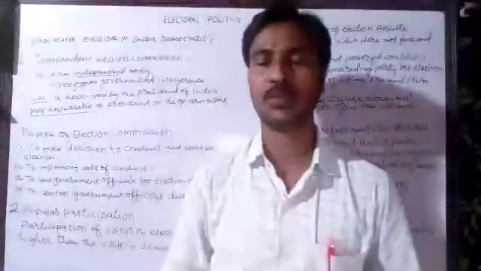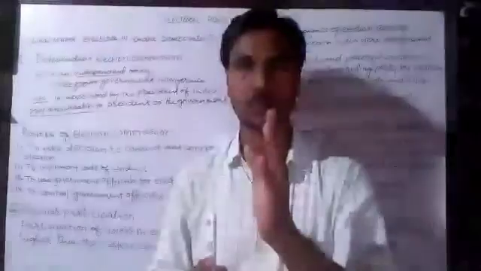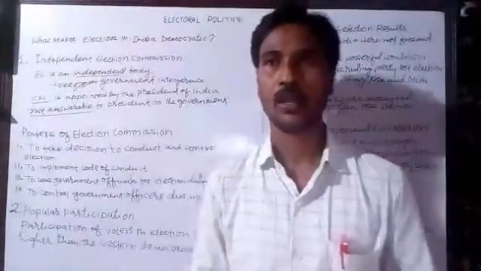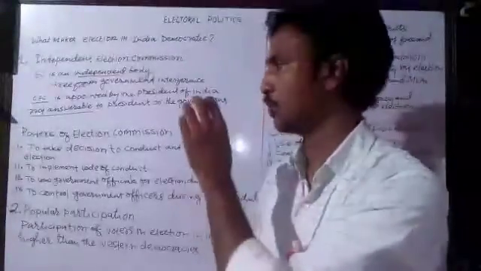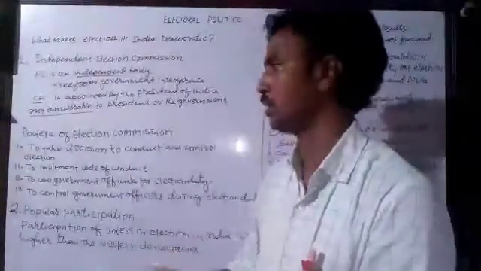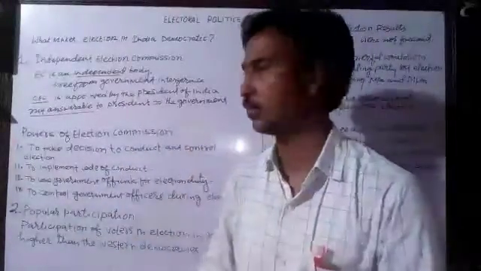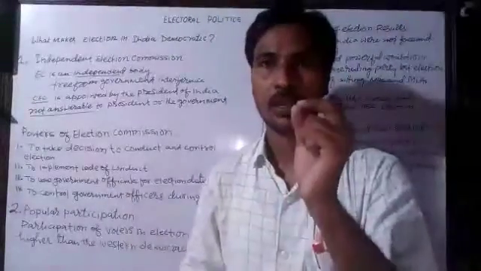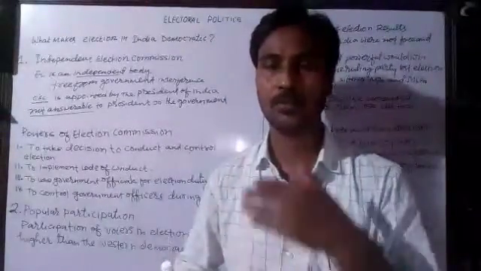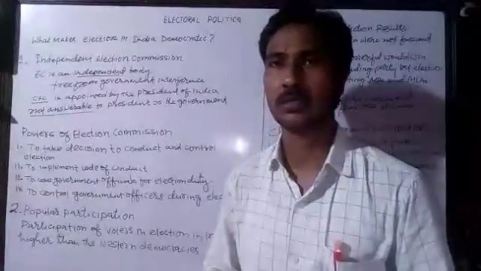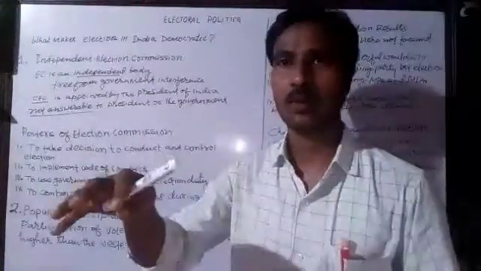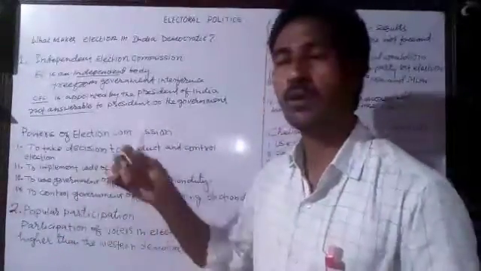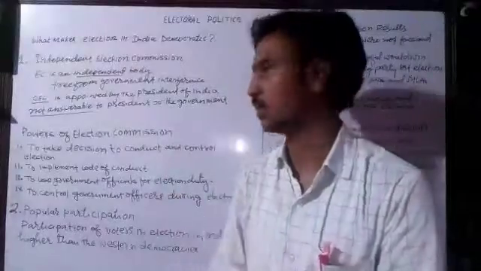Before that, who gives this power to the election commission? Students, you must know that these powers of the election commission are given by the Constitution of India, so that it can work independently. The first power is to take decisions regarding the conduct and control of election: the date of the elections, the announcement, the date of giving votes, the date of counting of votes, and declaration of results. All these decisions are taken by the election commission.